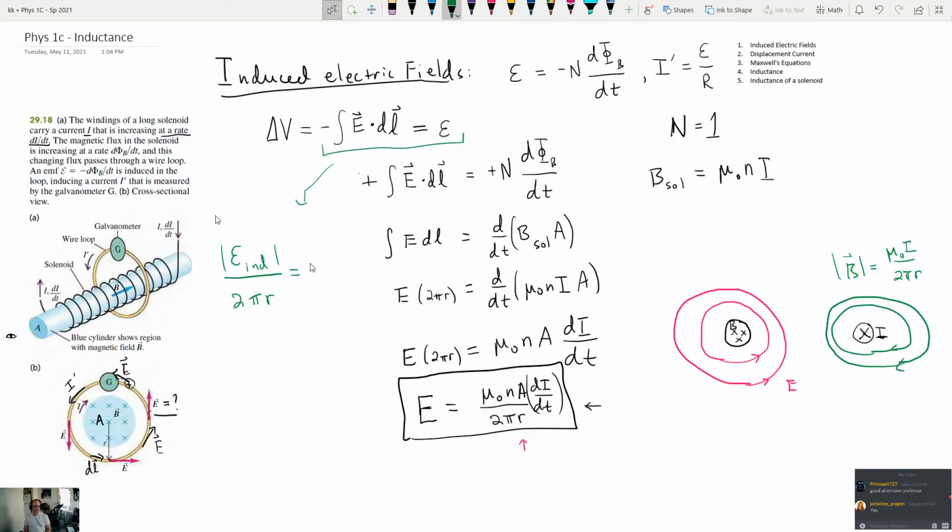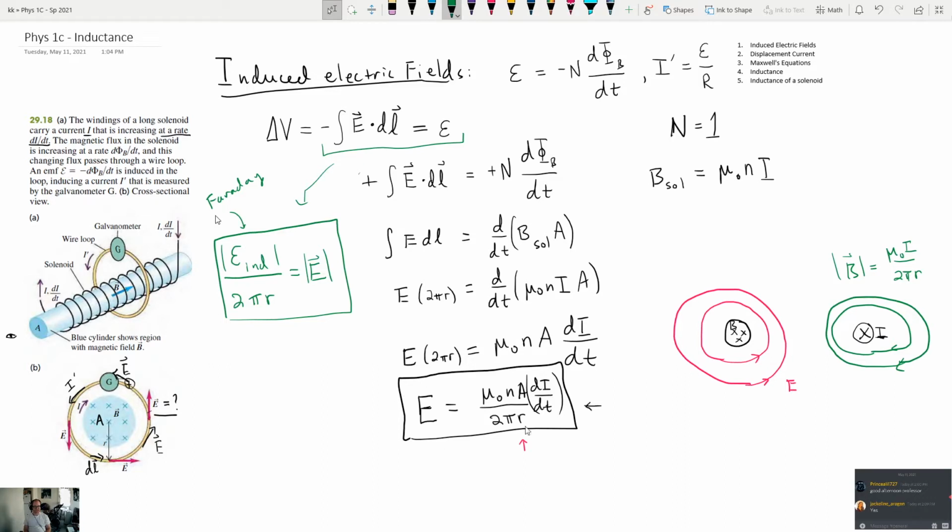So we did this for a solenoid, but in general, you can find the magnitude of your electric field just by doing this. You use Faraday's law to find the EMF induced, and then you just divide by 2 pi r. That's it. That's all you gotta do.